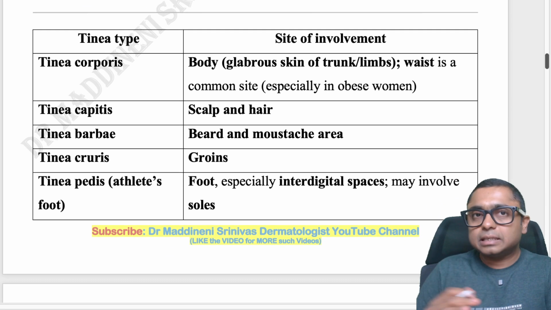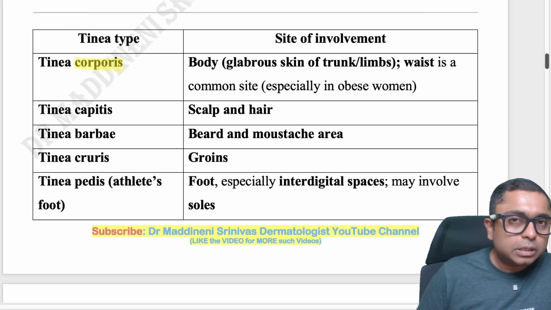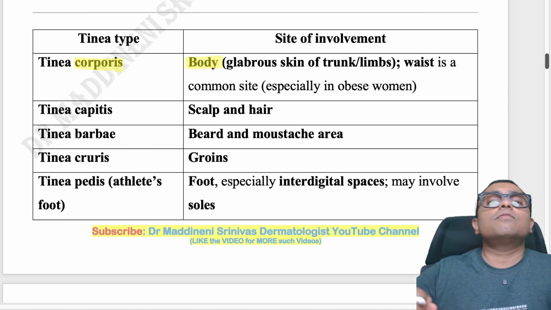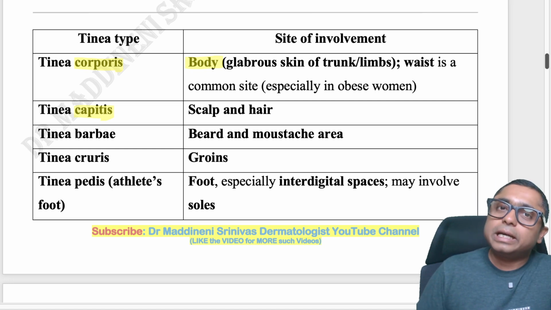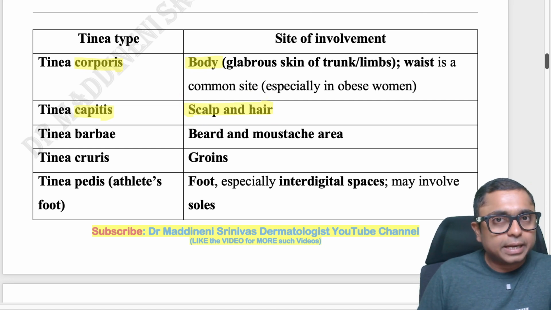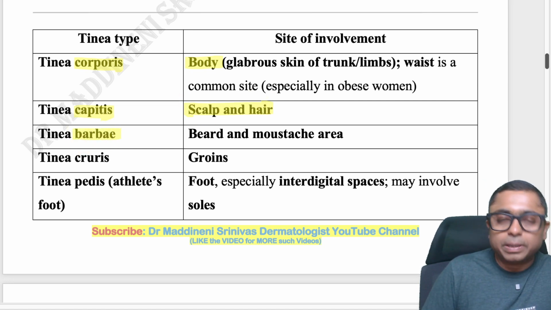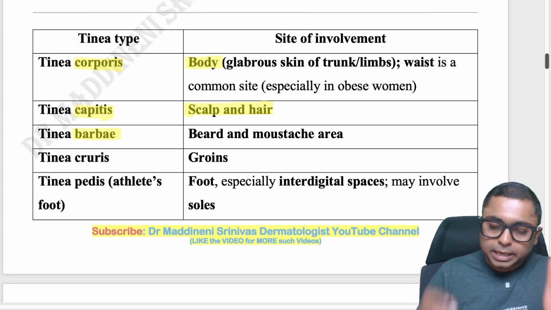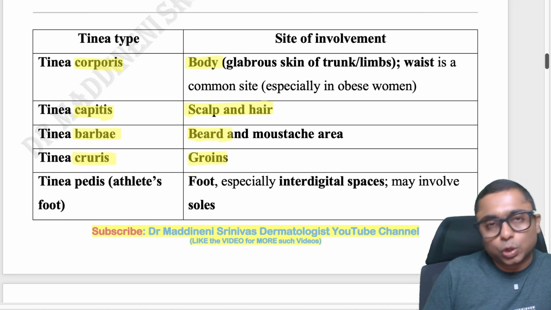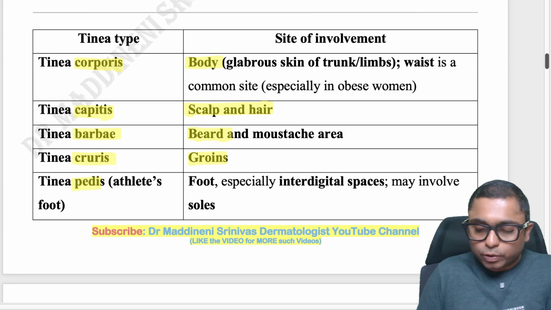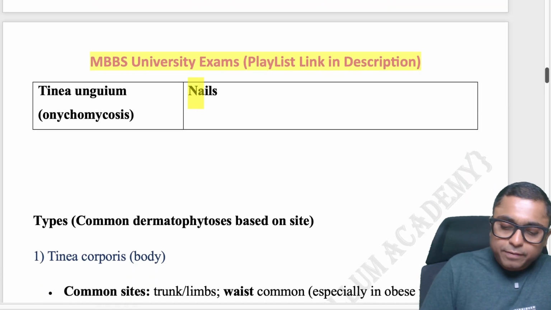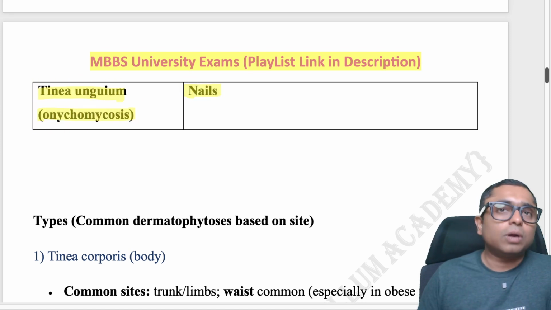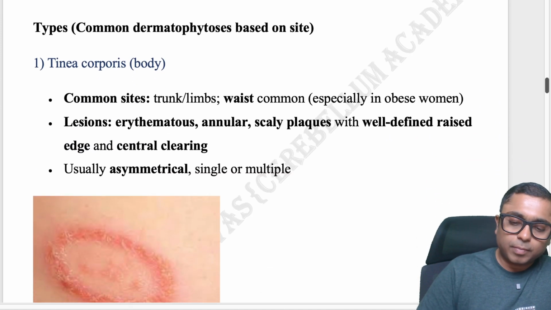As you can see here, this is a list. Tinea corporis, whenever the fungal infection is involving the body. Tinea capitis, where is the cap? It is over the scalp. So scalp and hair infection over the scalp we call tinea capitis. Barbae is the beard area if it is infected. Cruris is groin, and pedis is the foot, also called athlete's foot in fact. And we also have involvement of the nail, tinea unguium, or broadly called onychomycosis, right?